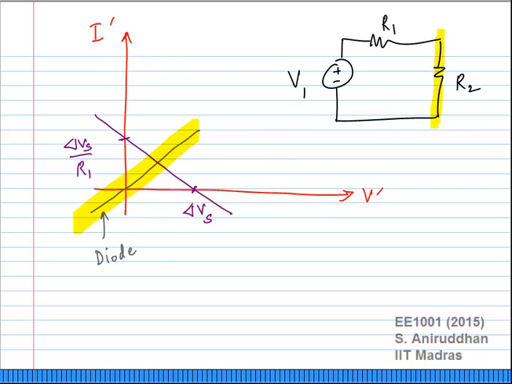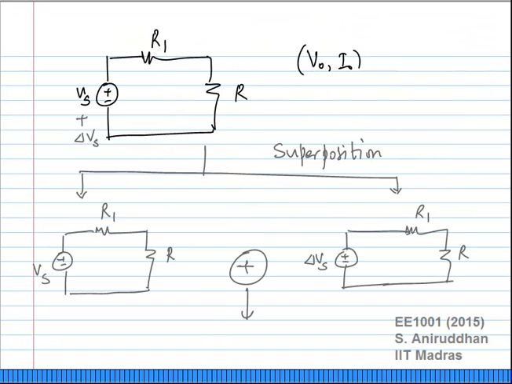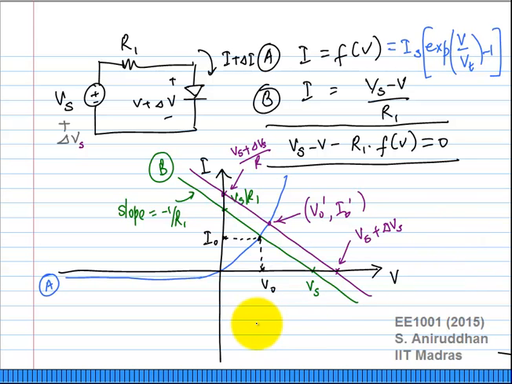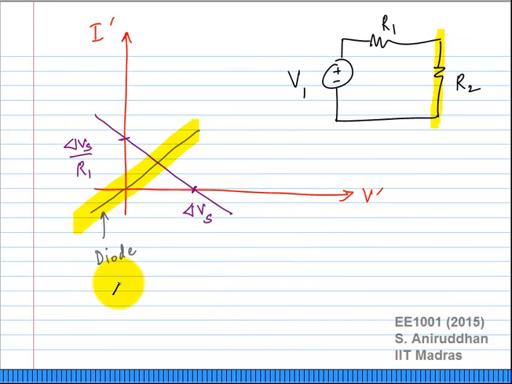So this V0, I0 is also called the operating point. Okay, V0, I0 is called the operating point of the diode, and delta Vs is called an increment or an incremental voltage.